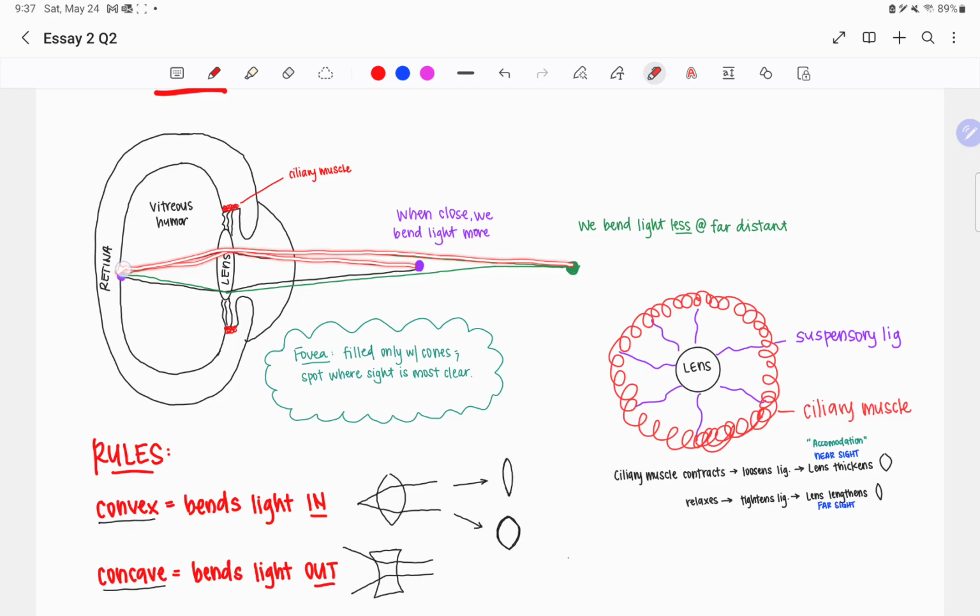The farther away something is, we don't have to bend the light, the reflected light, so much to get it to land back here on the retina. Whereas when we're looking at something close, we do have to bend it a lot more to get it in the same spot.